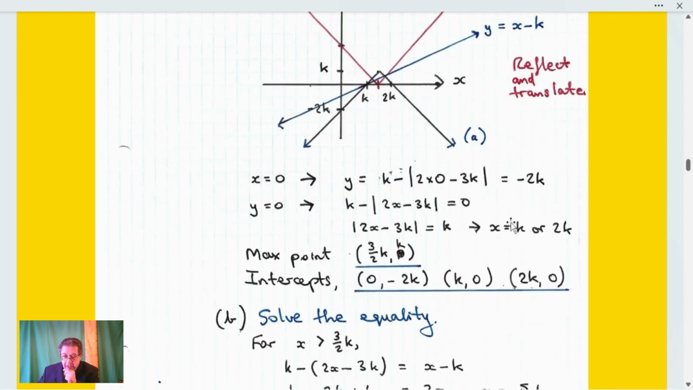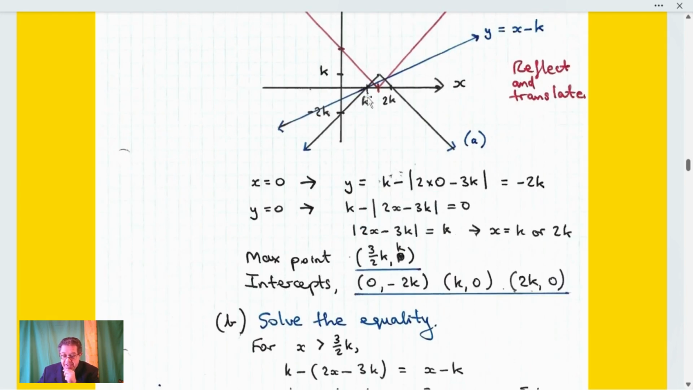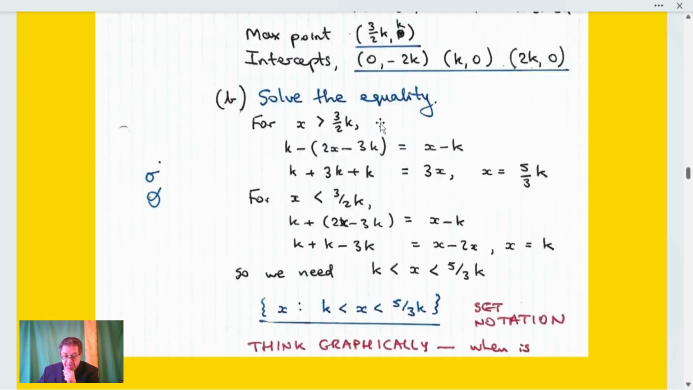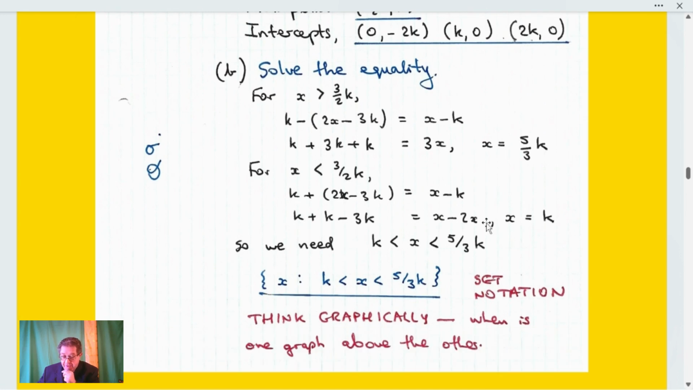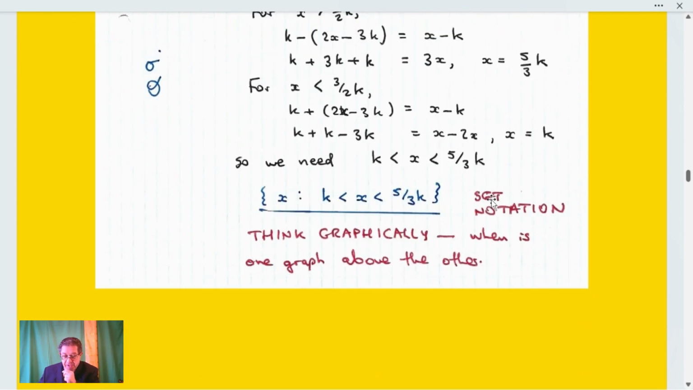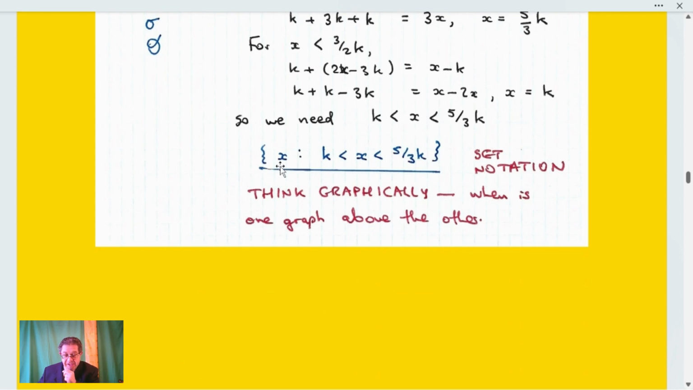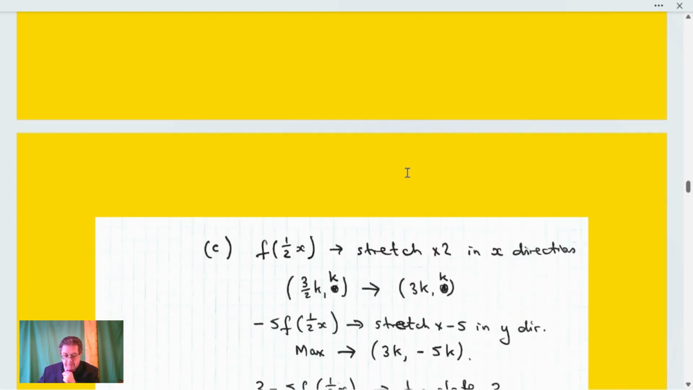On the other side, it seems fairly clear that the point we want is going to be k, but I've solved the equation anyway, and I do indeed get x is k. So we need x to be between k and 5/3 of k for this inequality. It says write your answer in set notation, so what we'd do here would be x such that x is larger than k and less than 5/3 k. Think graphically here, when is one graph above the other?